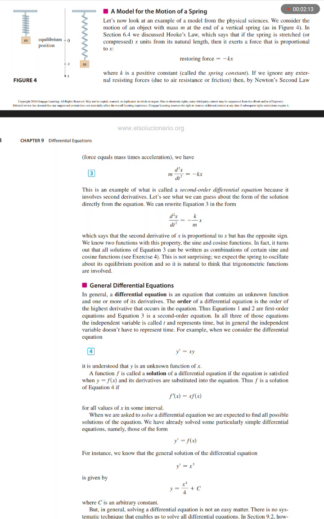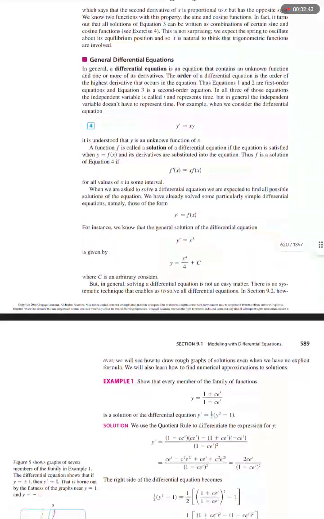We know two functions with this property: the sine and cosine functions. In fact, it turns out that all solutions of equation 3 can be written as combinations of certain sine and cosine functions. See exercise 4. This is not surprising. We expect the spring to oscillate about its equilibrium position, and so it is natural to think that trigonometric functions are involved.